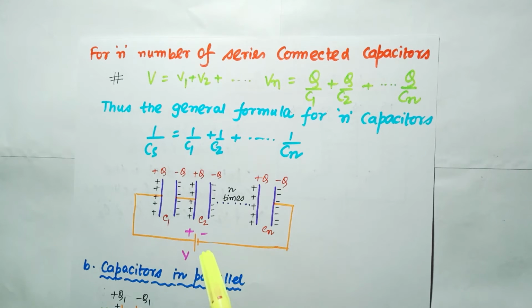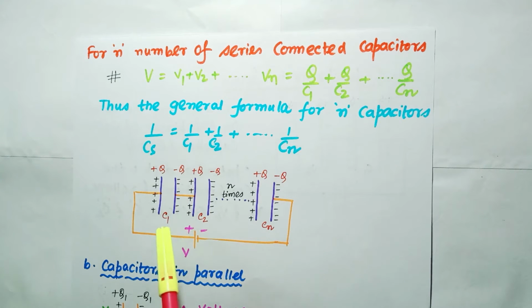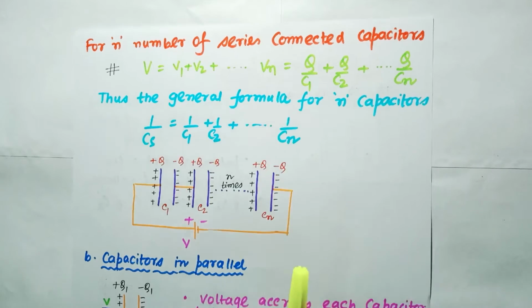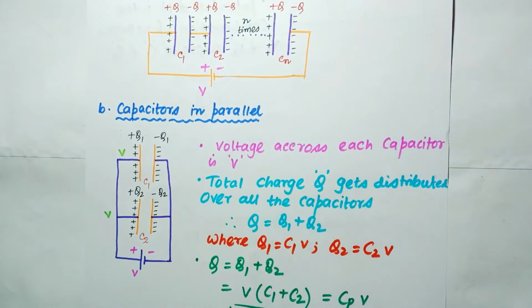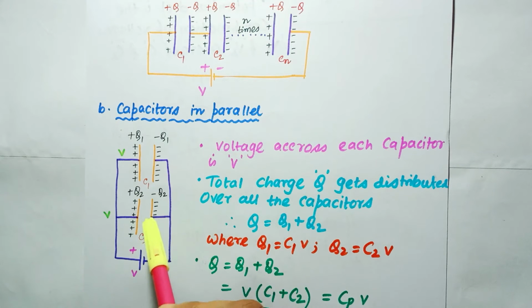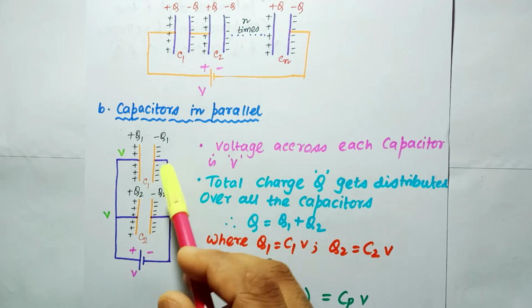This is the diagram where n number of capacitors are connected in series, C1, C2 up to Cn, and all the capacitors have the equal charge plus Q and minus Q, and this is the biasing voltage V. In another combination, the capacitors in parallel, you can see the two capacitors C1 and C2 are connected in parallel, meaning across their ends there is the same voltage, mentioned as V and V. But in the parallel combination the charges are not equal for the two different capacitors.